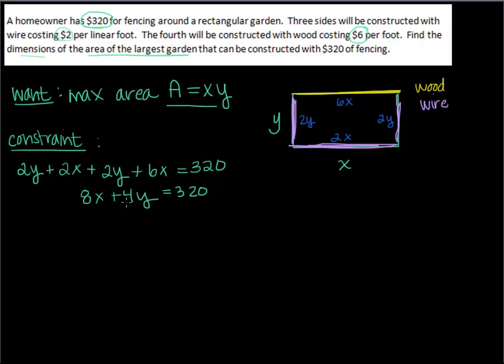So what I need to do is I have this constraint equation that relates x and y together. So I'm going to solve this for y. The reason I solve for y is because I know I'm going to have to divide by 4. So I can divide each term by 4, and that shouldn't be so hard, right?